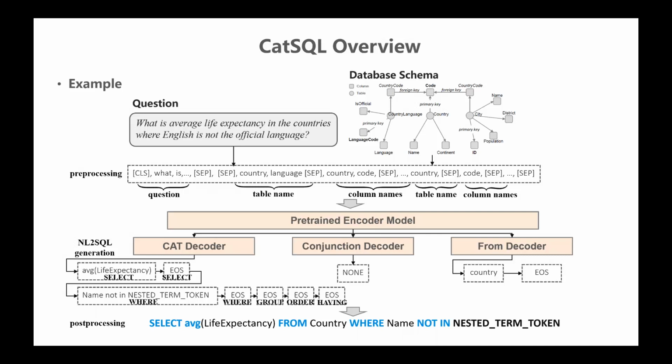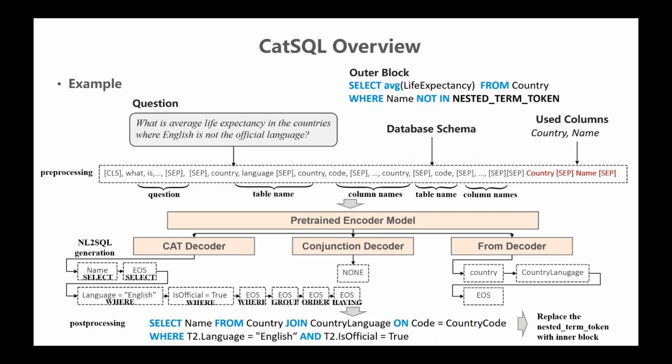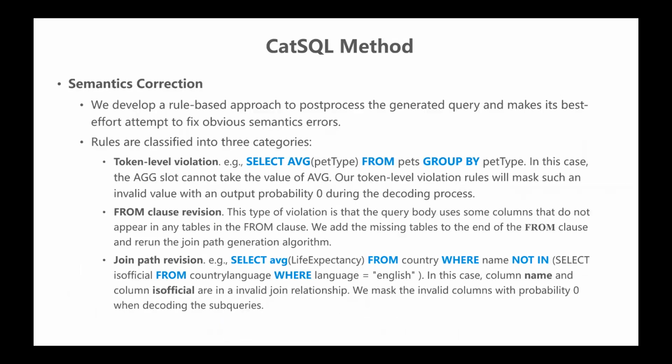The nested term token represents the nested subquery to be expanded in the where clause. To generate the inner nested subquery, we collect the used column names in the outer block and append them to the original input and rerun the model. When the nested subquery is predicted, we use it to replace the placeholder in the outer block to complete the final SQL query. Since all the SQL elements are predicted independently, there could be cases where the predicted SQL query is not executable. To handle this problem, we propose the semantics correction approach to fix the obvious semantics errors.